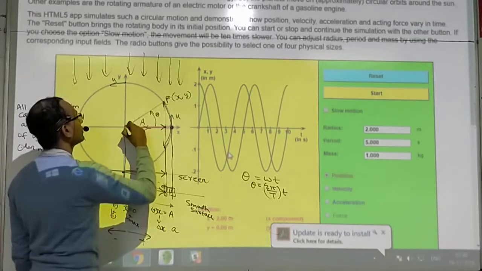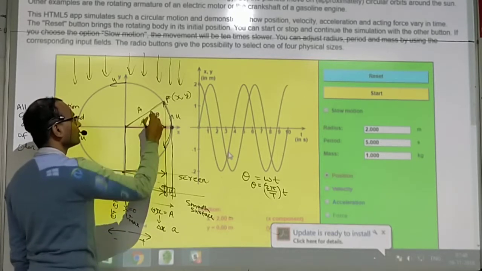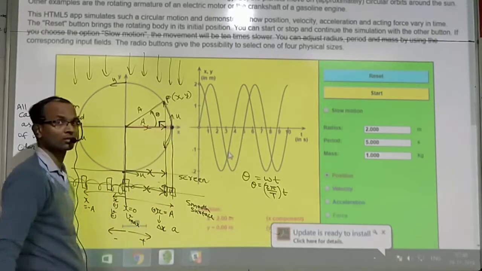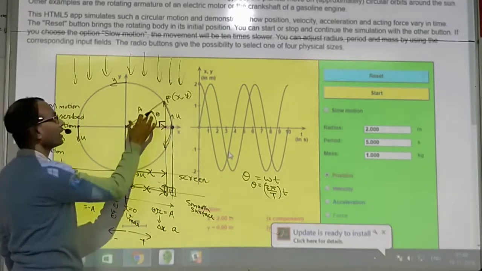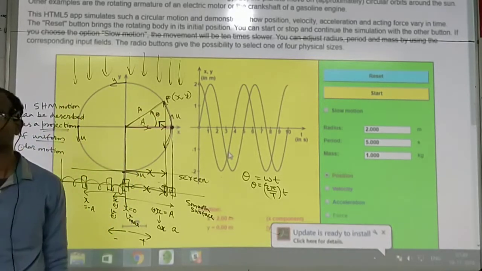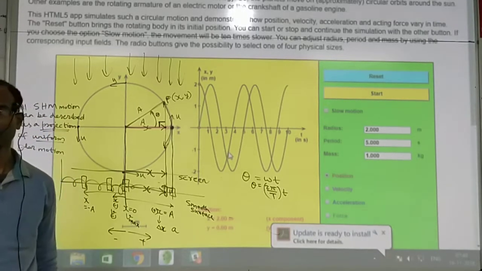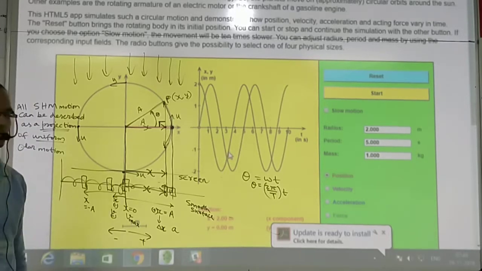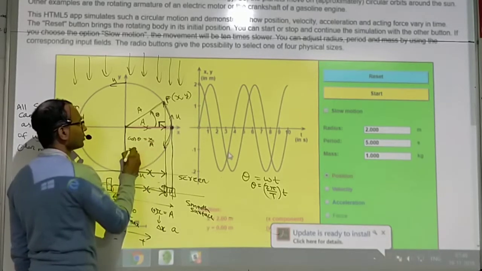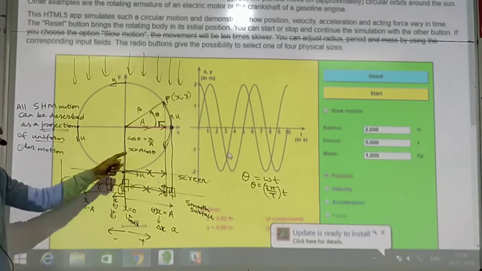So if this is x, the radius of the circle is the amplitude a, and the angular displacement is theta, what is x? This is 90 degrees. So x by a is cos theta. Adjacent by hypotenuse is cos theta. Anand? Yes, sir. Either listen from the beginning or don't confuse me. So cos theta would be x by a. So x is a cos theta. Agreed? So that's what we wanted.